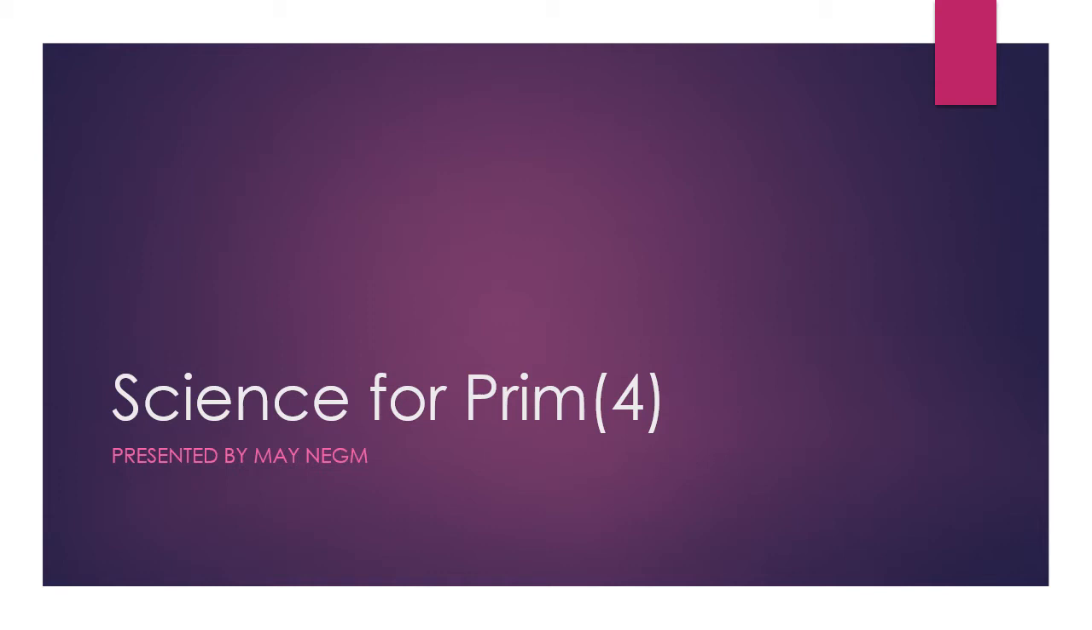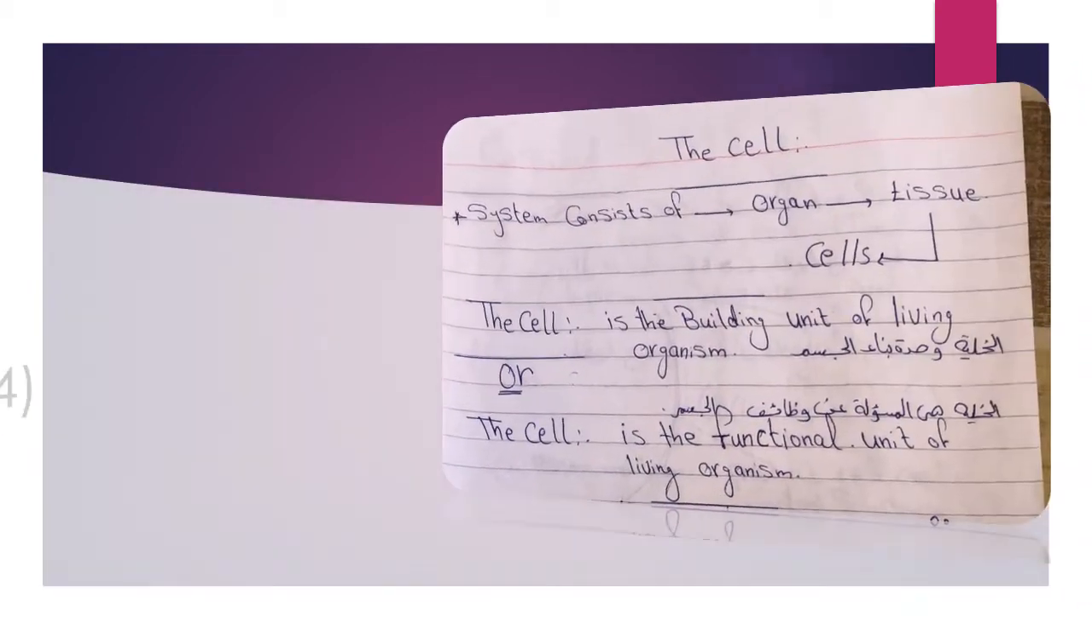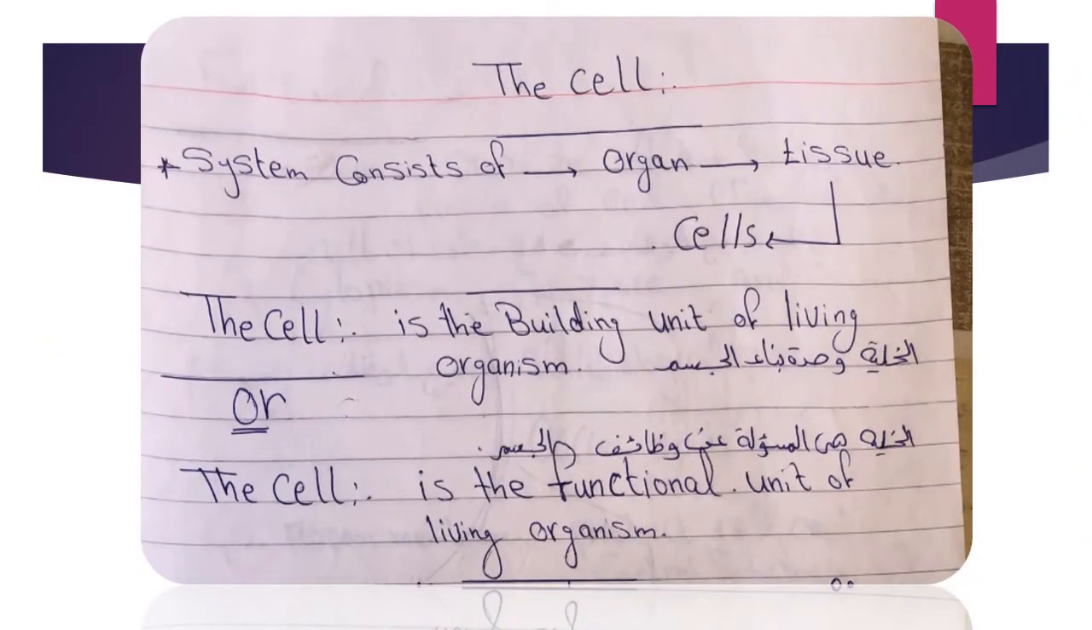We are going to study lesson 3 which is the cell. Firstly, you have to know that each system consists of organs and each organ consists of similar tissue and each tissue consists of similar cells. Then, system consists of organ, organ consists of tissue, tissue consists of cell.